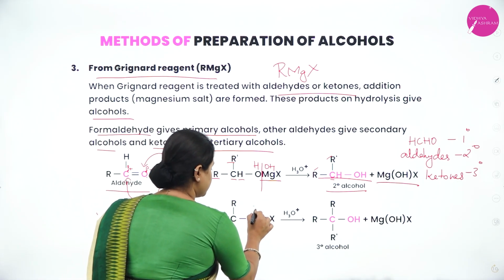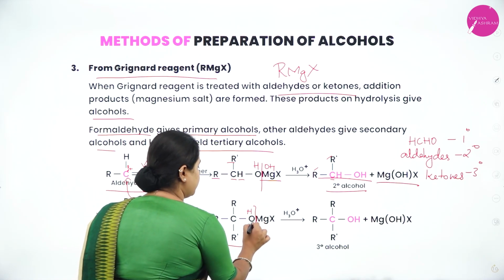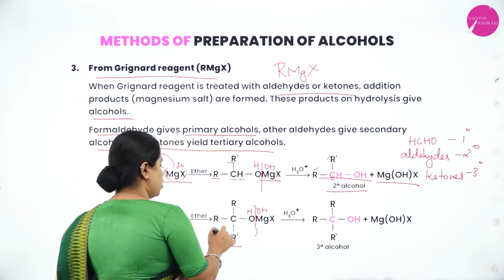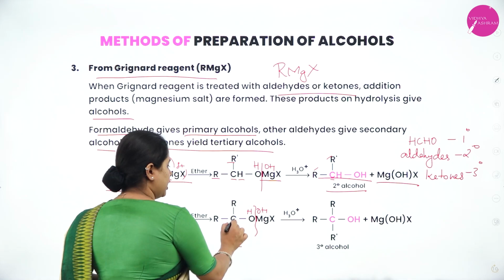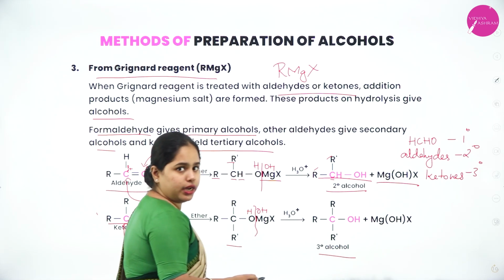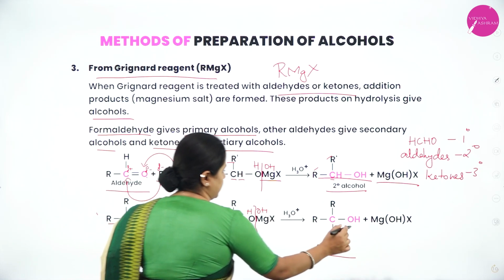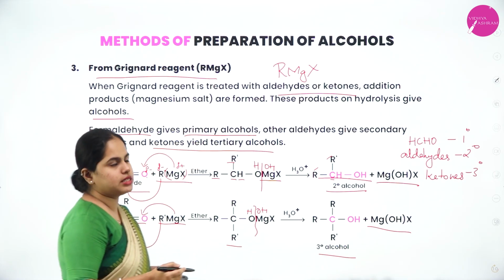Now again hydrolysis will happen. This bond will be broken. H will be added here, OH to the other side. So you will get CRR-OH. You're going to get a tertiary alcohol and MgOHX. MgOHX will be formed. I hope it is clear.